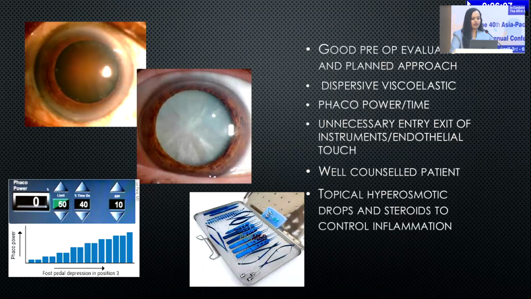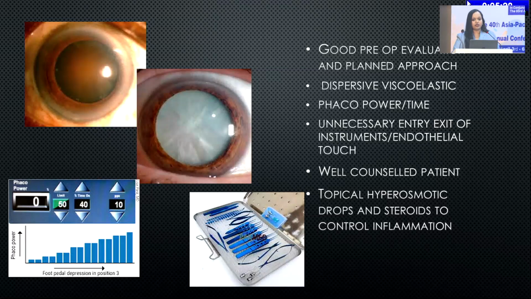So when we operate on patients with brown cataract or mature cataract, it is very important to do a good preop evaluation and a planned approach, so that the patient is well counseled, and even if edema occurs, they know the visual recovery can take some time, and they are mentally prepared for that. So we need to use a dispersive viscoelastic to coat the endothelium. The phaco power and time should be kept in check, and any unnecessary entry or exit of the instruments multiple times inside the eye or endothelial touch should be avoided. And if any edema occurs, we need to treat it with hyperosmotic agents and steroids to control the inflammation.